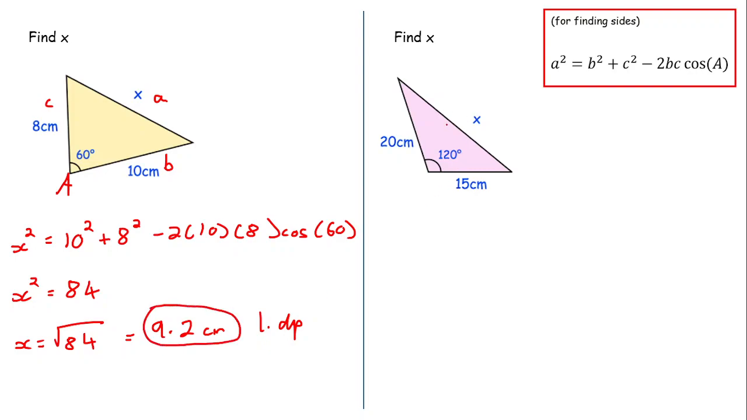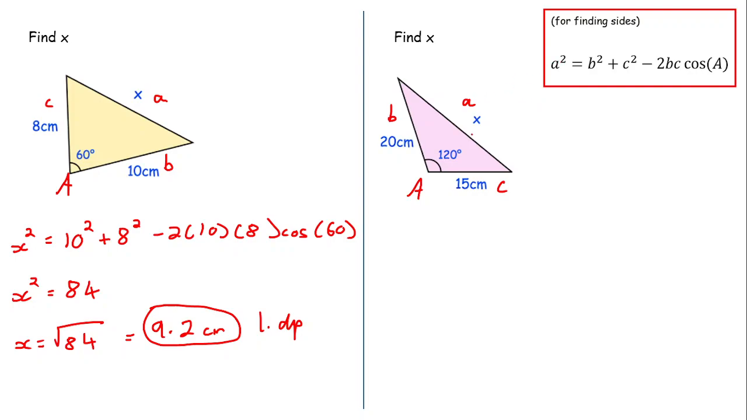Second one, very similar format. You want to find x. Again, label that up a. Your angle opposite is going to be capital A. These two sides here, call them b and c in any order, lowercase b, lowercase c. It could be either way around. That could be b and that could be c. Makes no difference. And then just plug into your formula.